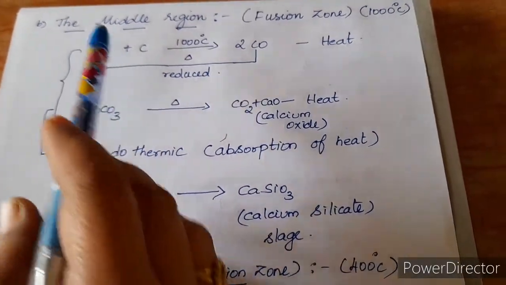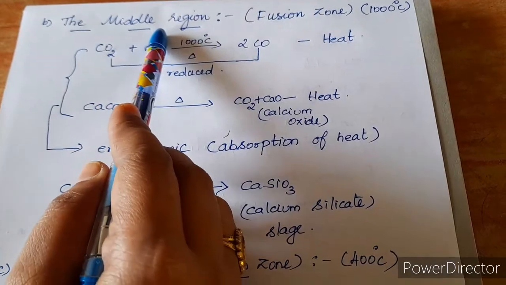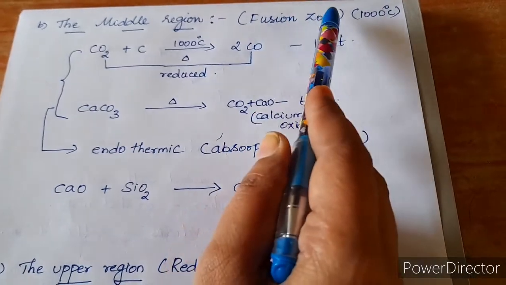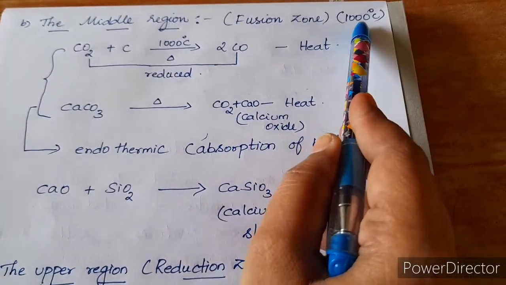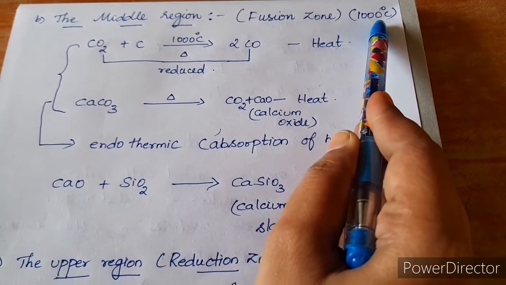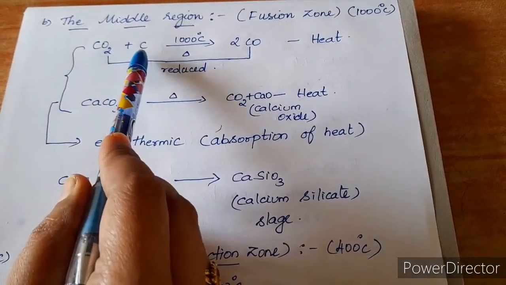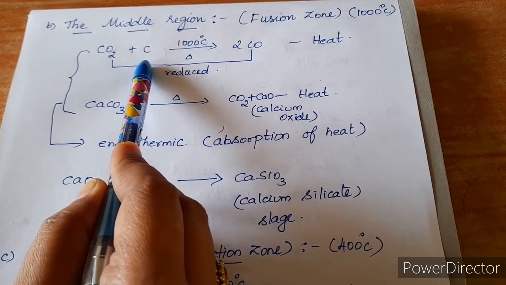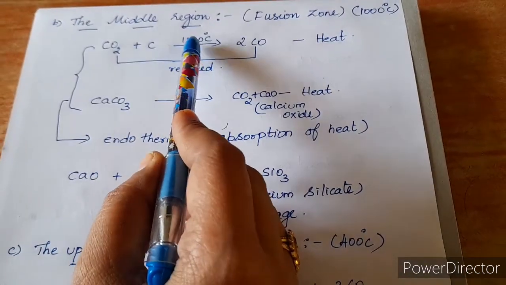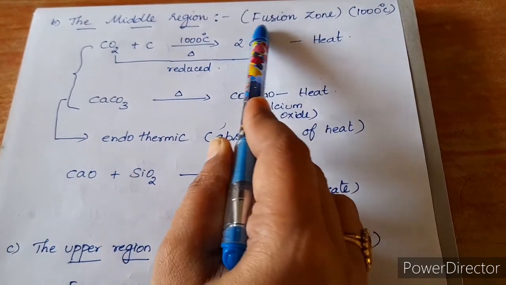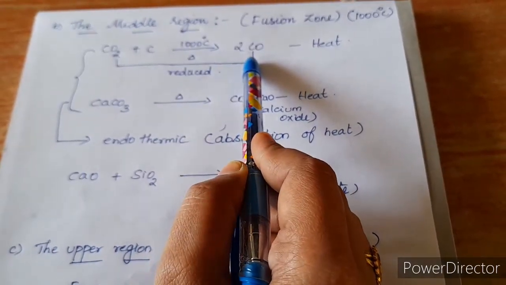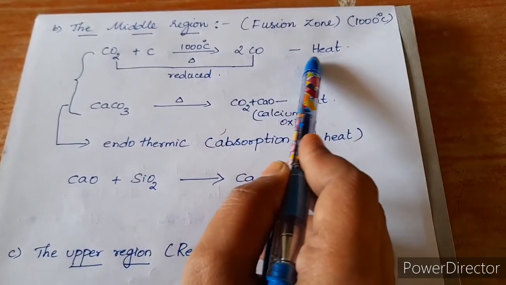The next is the middle zone. This middle zone is also called the fusion zone, and the temperature that is maintained is 1000 degrees C. Now what happens in this zone? Now the carbon dioxide is heated in presence of the coke to 1000 degrees C, and what will happen? Carbon monoxide is liberated and it absorbs the heat energy.